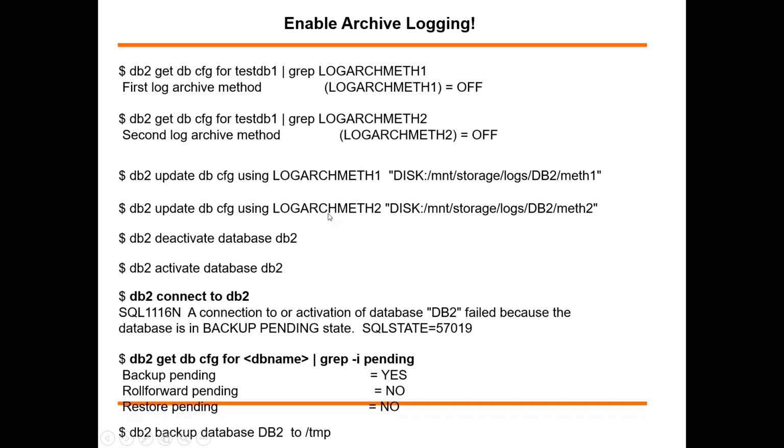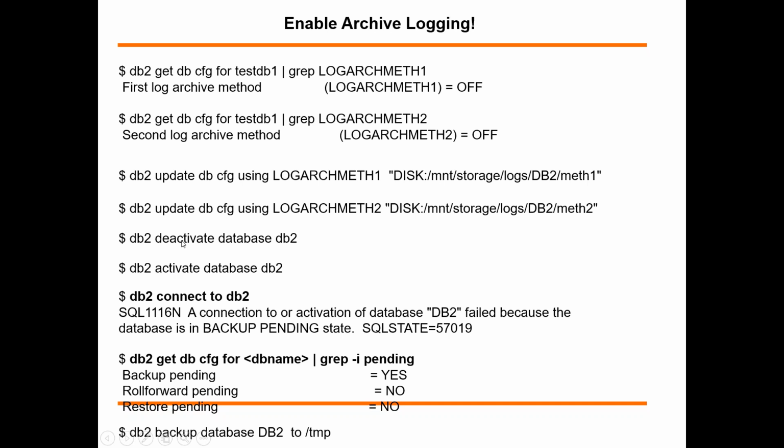So when we change this important parameter, you have to deactivate and activate the database. Sometimes people ask, how do I bounce a database? We know how to bounce an instance using db2stop and db2start. How do I bounce a database? There is no concept of bouncing a database here. It's only deactivate and activate.